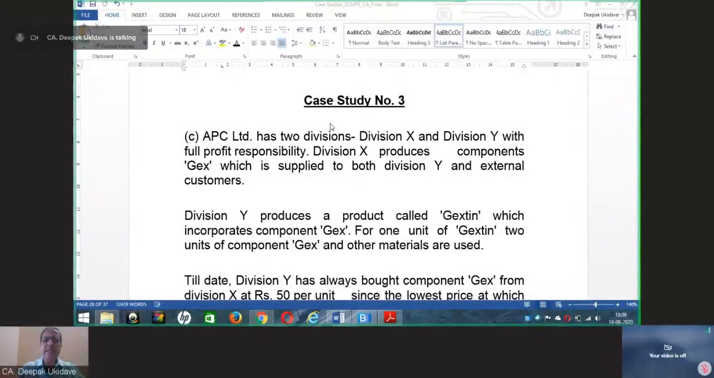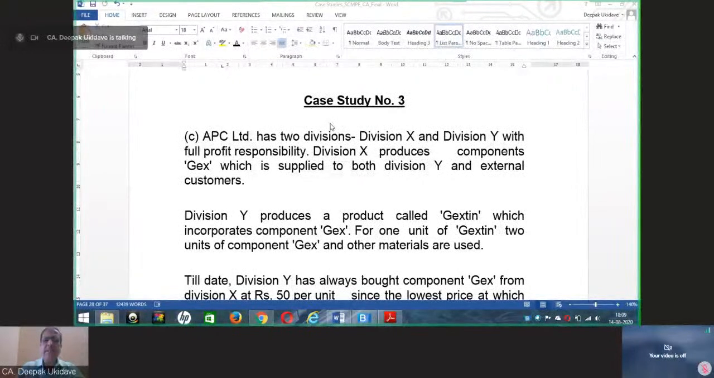Now we look at the total for division X. You can see 4160 plus 48, that is 89 lakh 60,000, is the total contribution for division X. Fixed cost we are going to deduct later on. So ultimately the fixed cost will be deducted, that data is given, and we get the profit. I'll scroll the screen down slightly later.